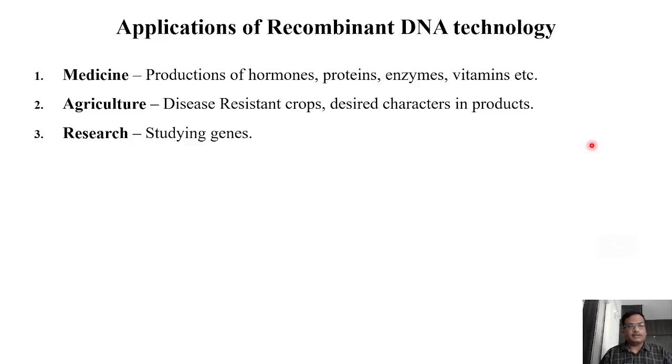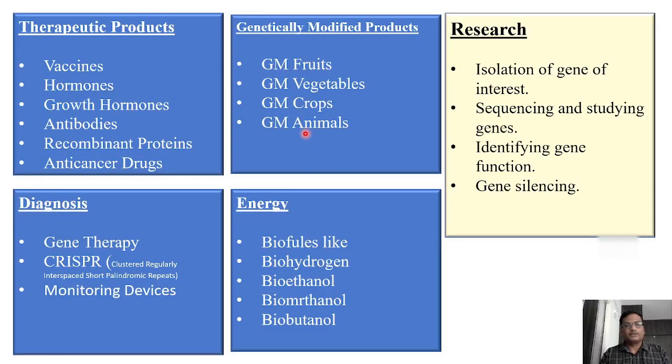Applications of recombinant DNA technology. Recombinant DNA technology is a very important gene manipulation technique in genetic engineering, and it has a very wide use. Important uses are in the field of medicine, like production of hormones, proteins, enzymes, vitamins, etc. And in agriculture, you can use this technique to produce disease-resistant crops and crops with desired characters. And in genetic research, the technology can be used to study the genes, isolate the genes, understand the genes, etc.